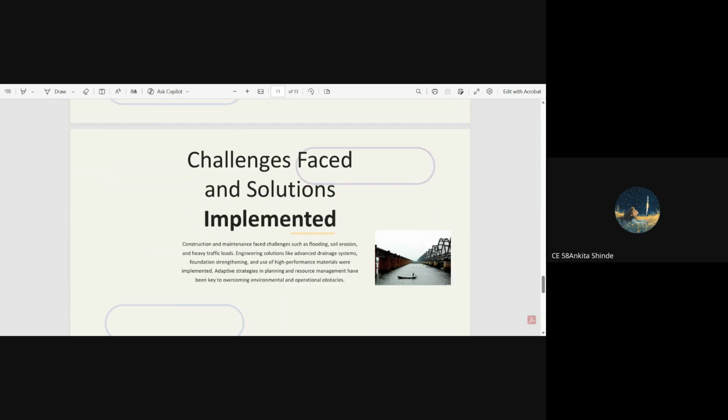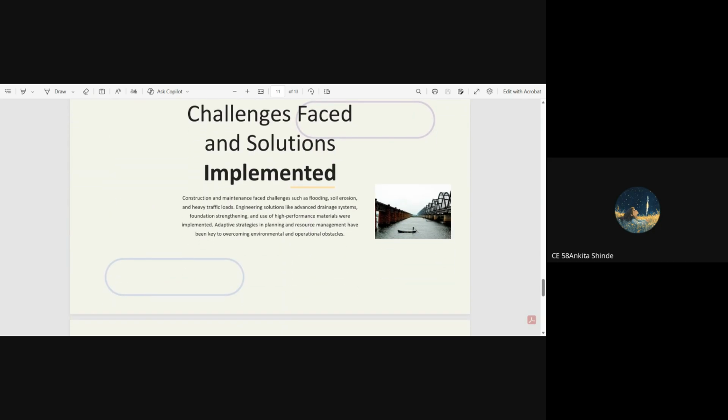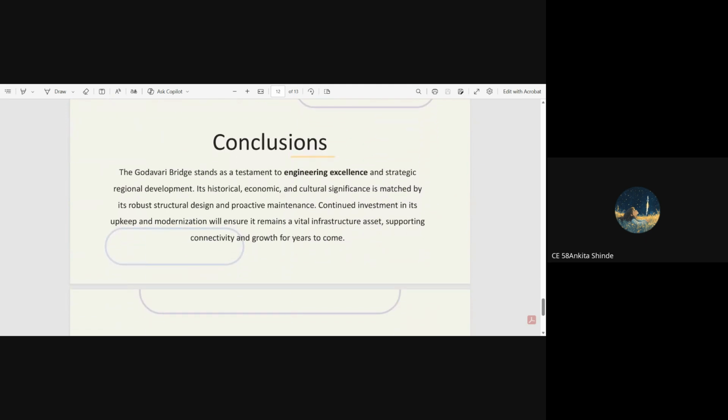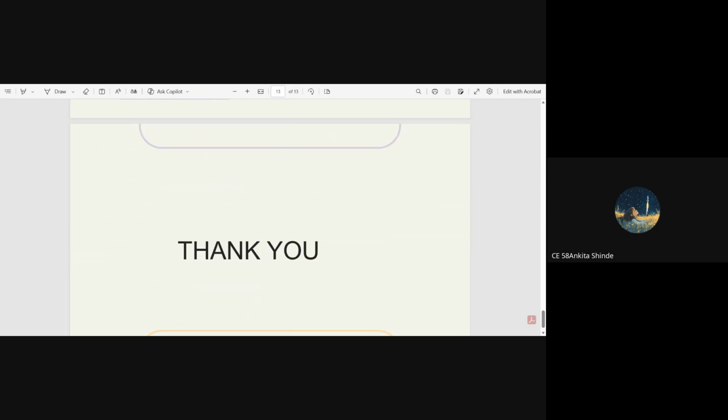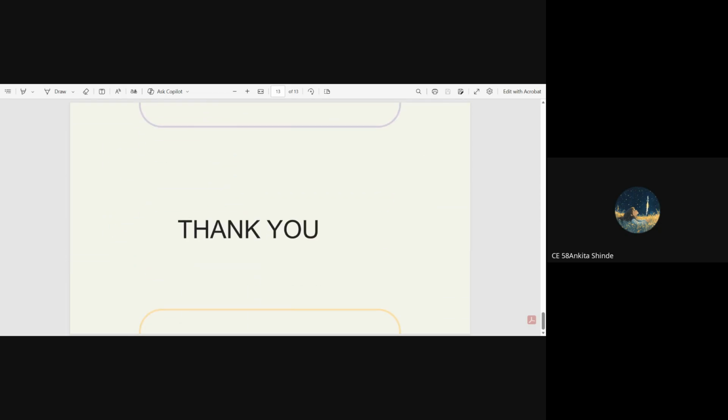Challenges faced and solutions implemented during the Godavari Bridge construction. It is located in Andhra Pradesh. The challenges engineers faced were floods and soil erosion. They solved these problems using strong foundations and better materials. Conclusion: the Godavari Bridge is an important engineering structure. It improves transportation and supports regional development. Thank you for listening to my presentation. Thank you.